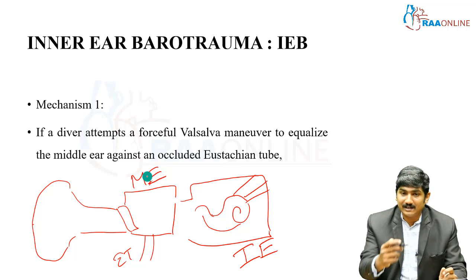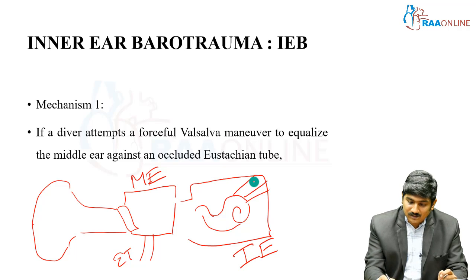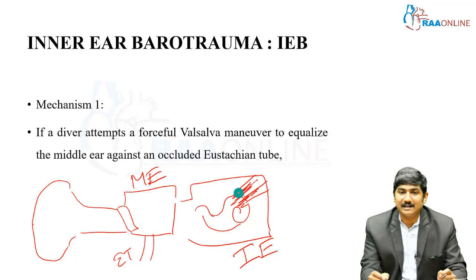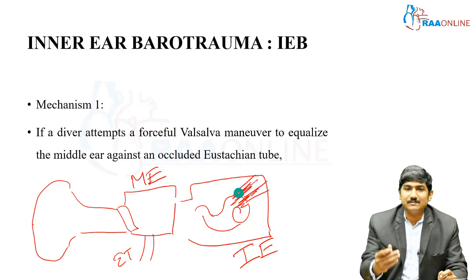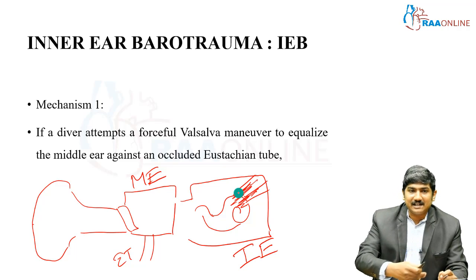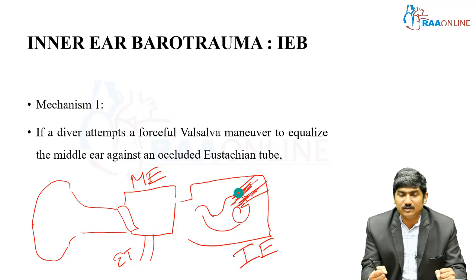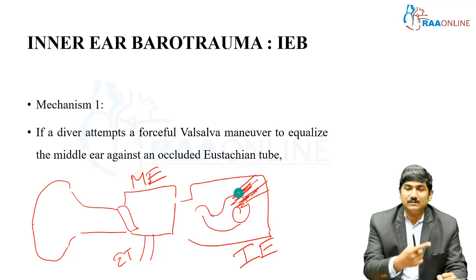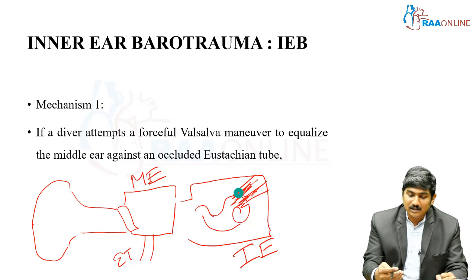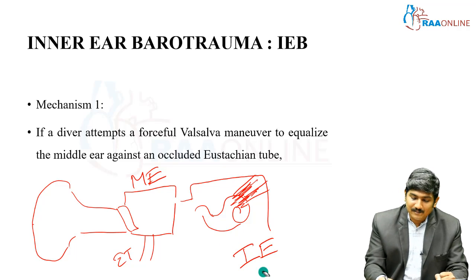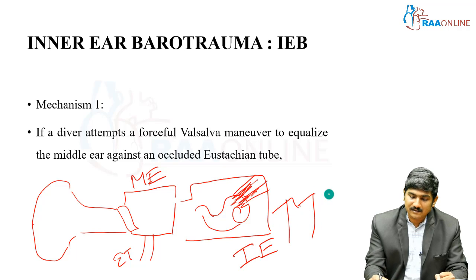So where does CSF come in this diagram? It is actually in the inner ear. CSF flows inside. There is a direct connection with the CSF there, because there are some secretory granules which have a direct connection with the ICP as well. So if this patient is having a very forceful Valsalva maneuver with an occluded eustachian tube, the ICP increases, so the pressure in the inner ear increases.